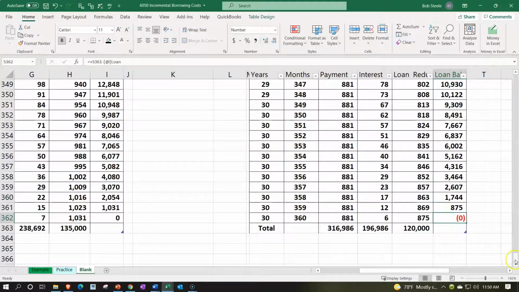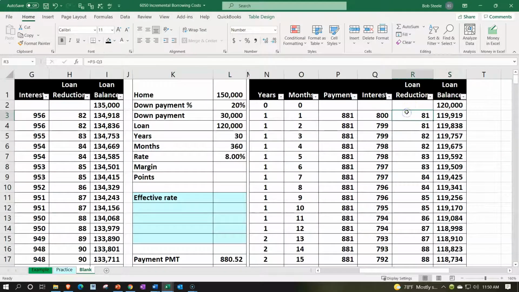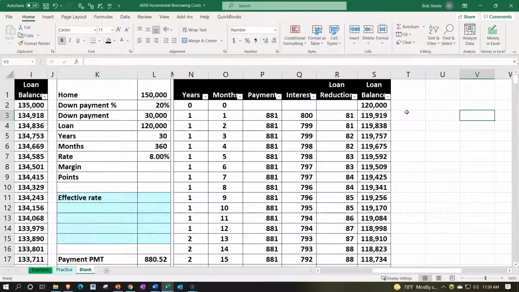It looks like things are going the way they're supposed to happen there. So that's good. So now we're going to calculate the incremental borrowing. So notice if you're looking between these two, we're going to say, well, is it worth it for me to put 10% down or 20% down? Should I borrow the other 15?